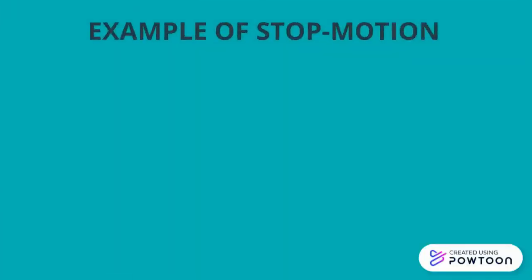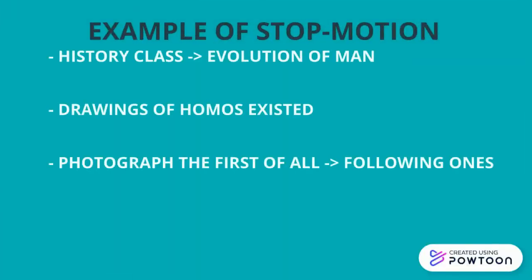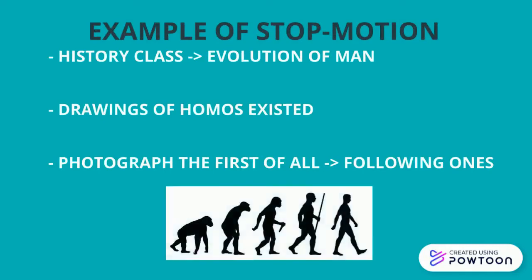We could use this technique in a history class to tell about the evolution of man. We would use as many drawings as the number of homos that have existed to reflect the history of human beings, and we will photograph them little by little. The main objective of stop motion is to tell a story graphically, so this example reflects it perfectly.